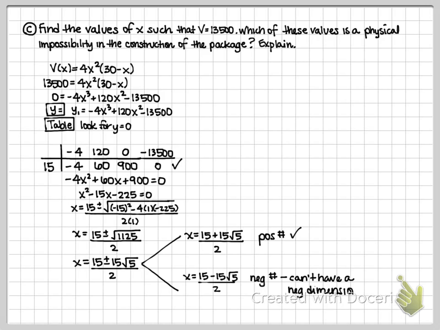Which means this is the physical impossibility, which means this one is no good. We cannot keep that one. So although it shows up algebraically, in the context of the question, it doesn't make any sense.